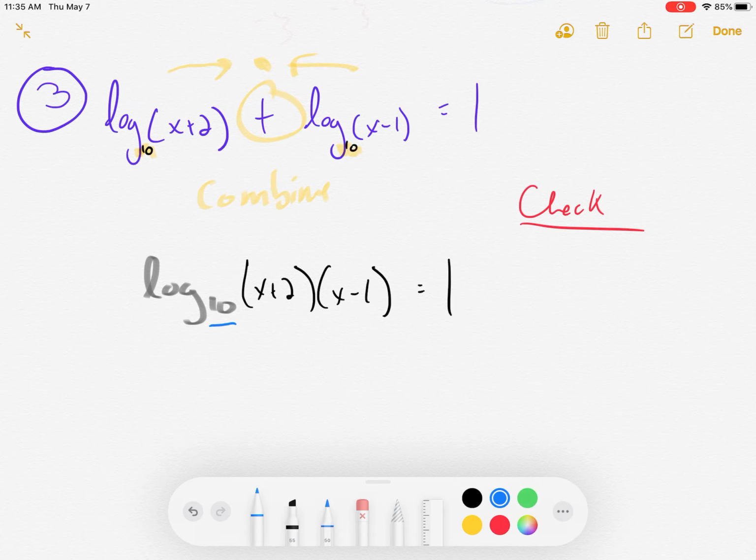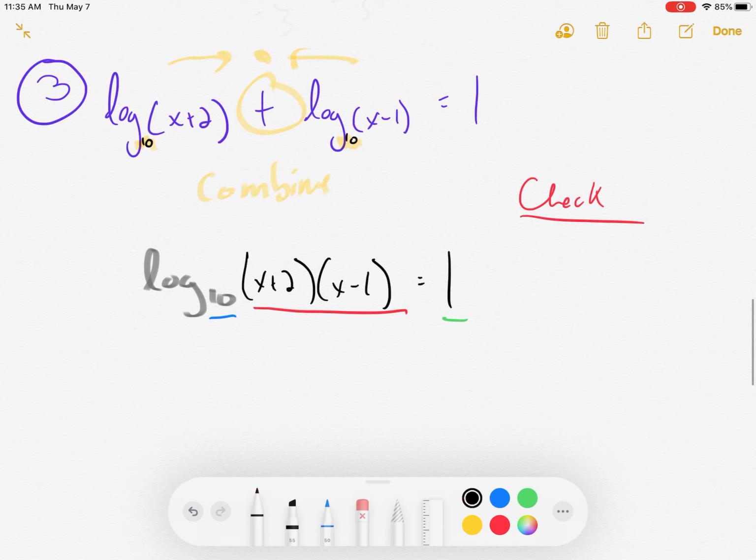Put it in exponential form. 10 blue to the green power equals red. So I'm going to say 10. I'll color code it, sorry.